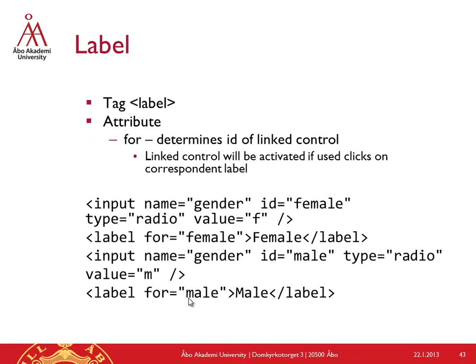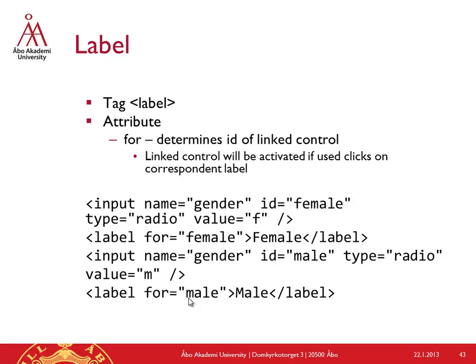A label. Interesting element. Many designers omit this element, but I recommend you to use it. Why might this element be useful? It allows you to provide, for example, for radio buttons, the ability to click not just exactly this round box, but also the name of this button. And this button will be selected.